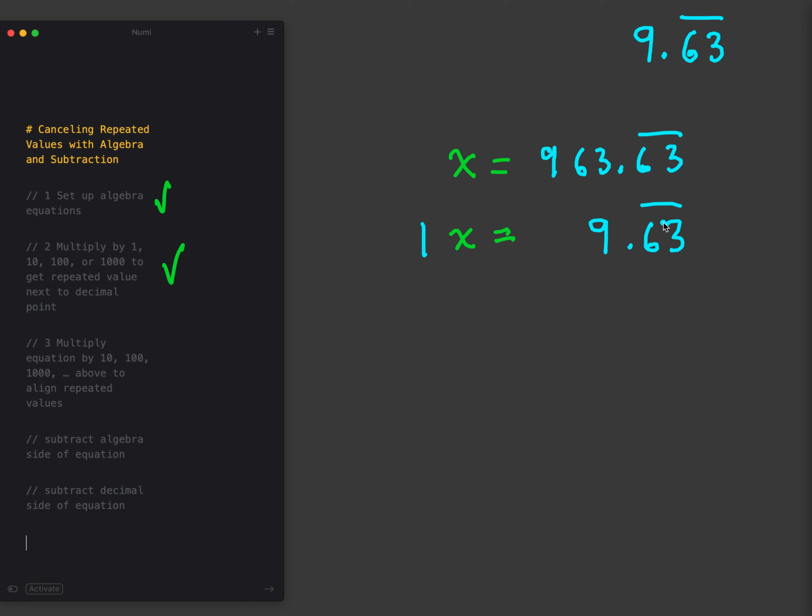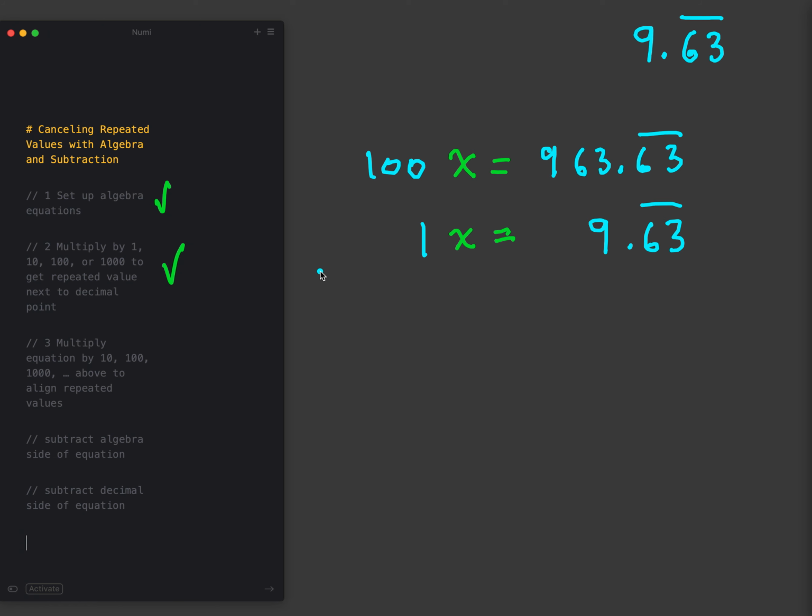Well, how did I do that? I had to multiply in this case by 100. And a good tip is if you have two values that are repeating, you're going to multiply by 100. If I had three values, like 2.175 and 175 was repeating, then I would multiply by 1000. And that's kind of how that works. So the number of zeros you multiply by is based on this. So I'm going to do 1 times 100 is 100.